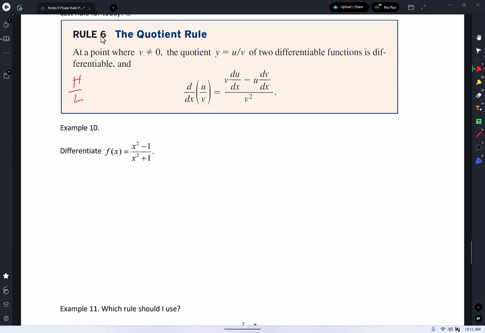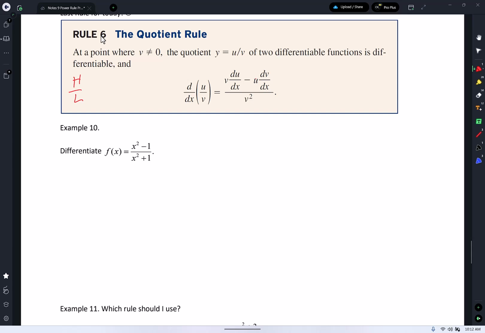Say it with me. Ready? You always start from the bottom. Started from the bottom, now we're here. So you start from the bottom. Low D high minus high D low over low low. So what does that mean? Bottom, low, D high, derivative of the top, minus high, top, times derivative of the bottom over bottom squared. See? So you always start from the bottom. Like Drake says, you started from the bottom, now you're here.